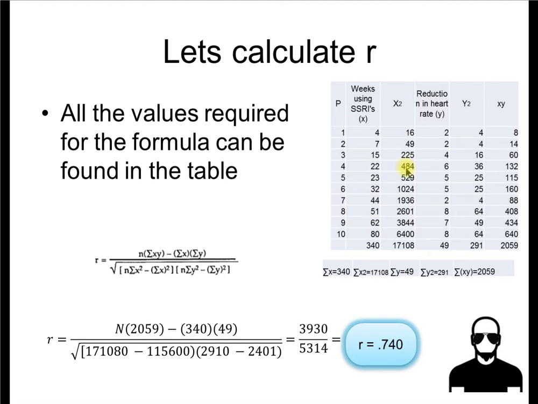So this is what your data should look like. I've gone through and squared all the values. I have the sum of X here, which is 340. The sum of X squared, the sum of Y squared, and the sum of X times Y. And I've produced it in this little chart down here.